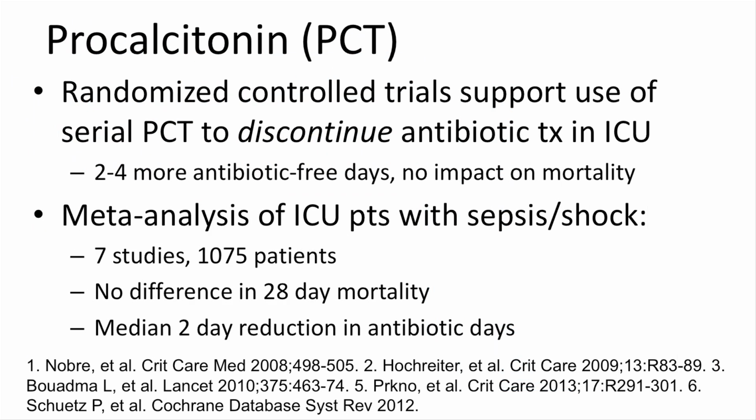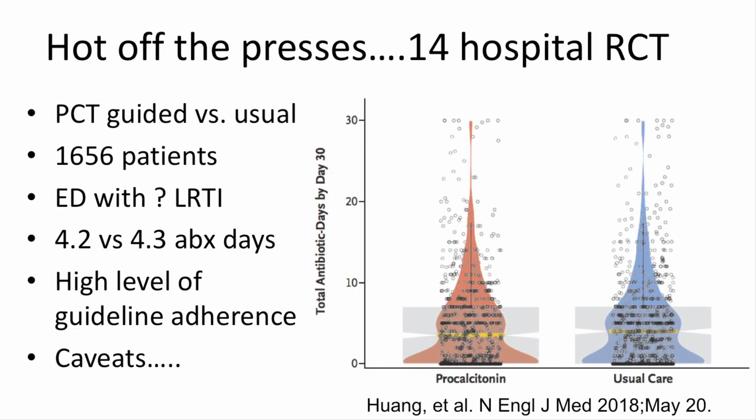So for procalcitonin, we know that randomized controlled trials do seem to show that you can reduce antibiotic exposure for anywhere from 2 to 4 days in an ICU environment without a negative impact on 28-day mortality through the use of serial procalcitonin measurements. But there was just a study in the last 2 weeks that seemed to throw into doubt the utility of procalcitonin that got a lot of press, so I thought I should mention it.